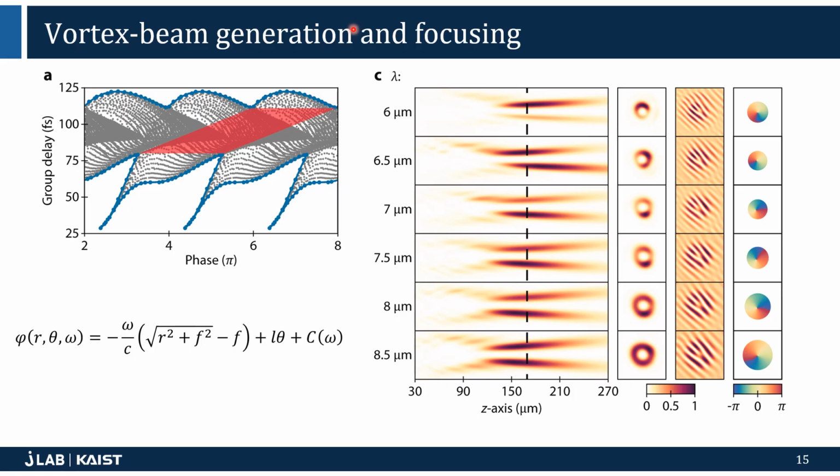Additionally, our design methodology allows for the generation of broadband focused vortex beams with polarization independence. In order to do so, the metasurface should incorporate the phase profile of a metalens and a Q plate together. Here, L is the topological charge and theta is the azimuthal coordinate. That is a Q plate. In our framework, this equals a 2 pi broadening of the red phase line.